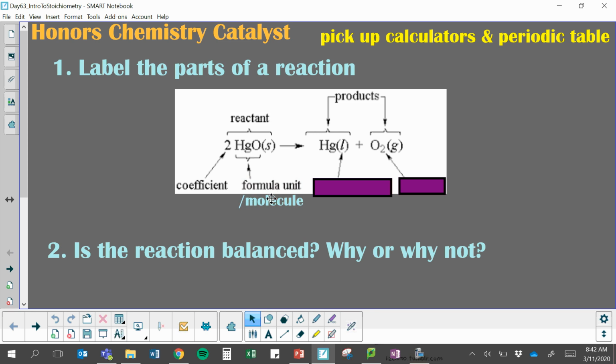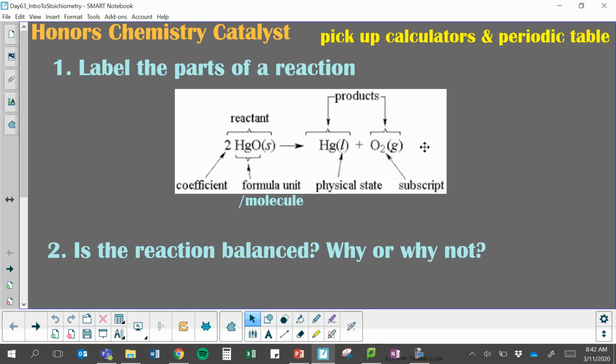I usually call them molecules. On the other side, we also have mercury here as a molecule and oxygen as a molecule. The small number is the subscript, and it tells you how many atoms of that element are in a molecule, and then we can include the physical state if we want as well.